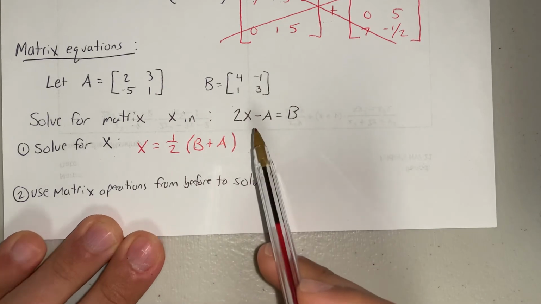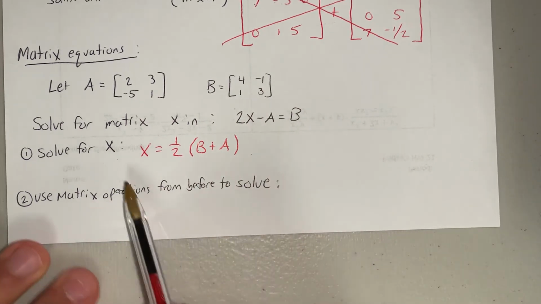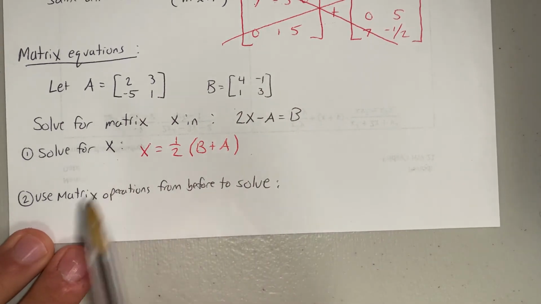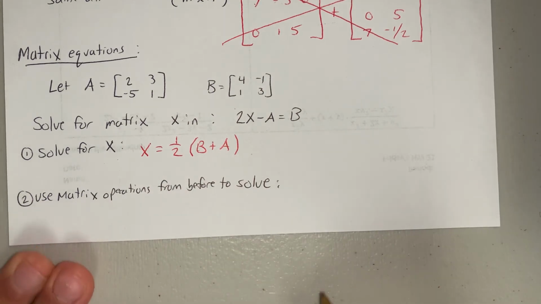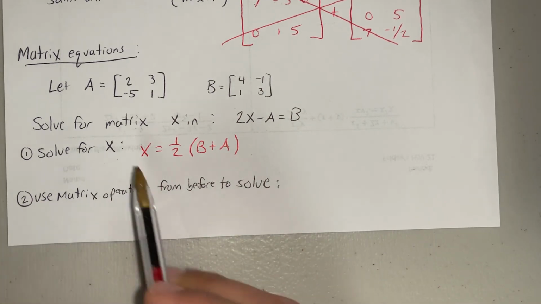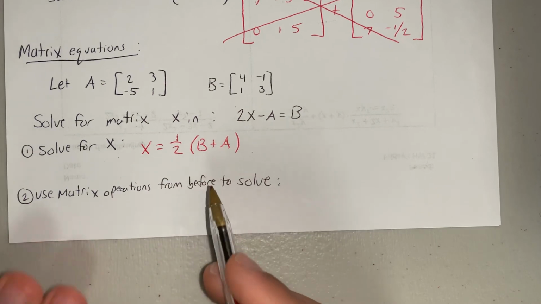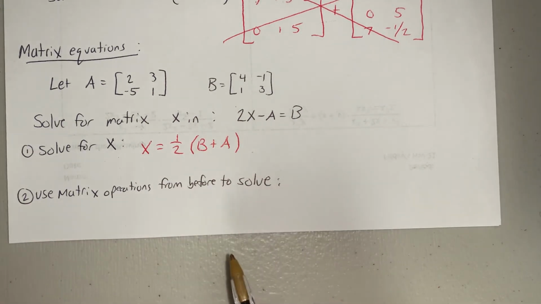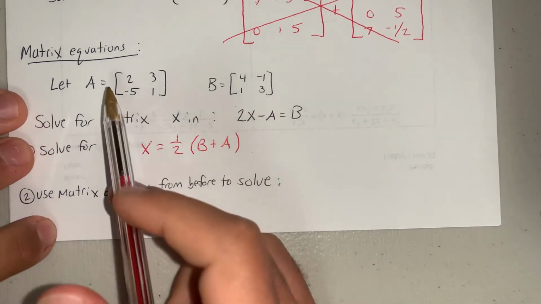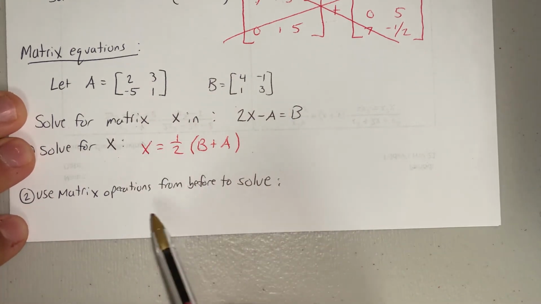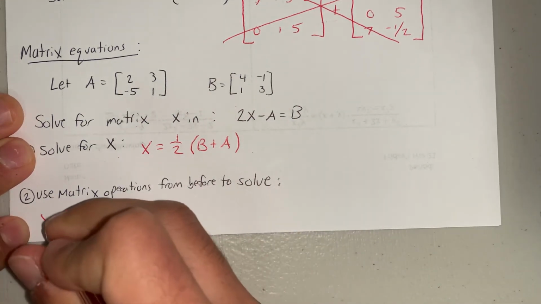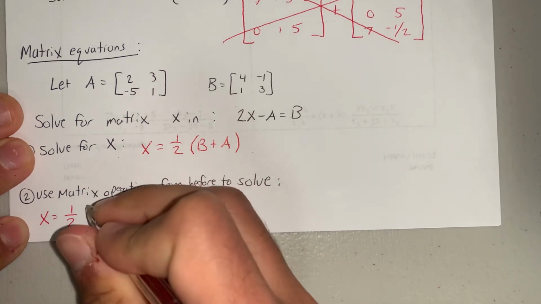Just like if you were solving for a variable. The only difference here is you want to solve for the matrix. You want the actual matrix with the actual inputs. And so you're going to use those matrix operations from before to solve this. What I like to do is maybe plug it in first. Since we have them listed here and because of space, I won't do that. But X is going to be equal to 1 half.